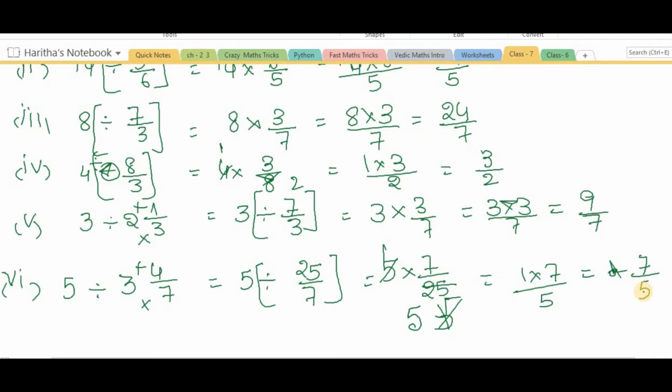So this is how we are going to solve. If a mixed fraction is given to us, we have to simply convert the mixed fraction into improper, and then the division symbol will continue as it is. Okay students, now we'll move on to the next question.